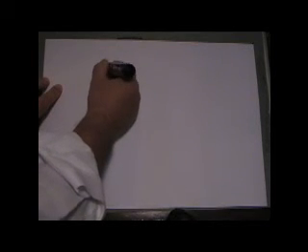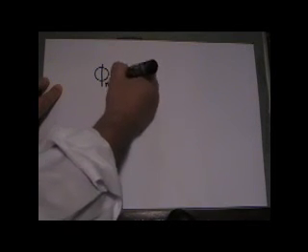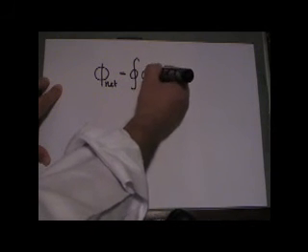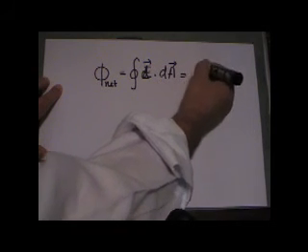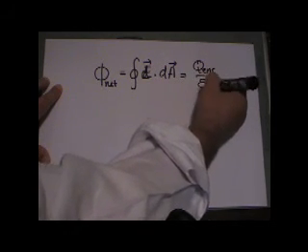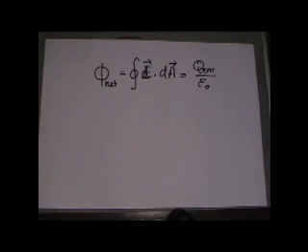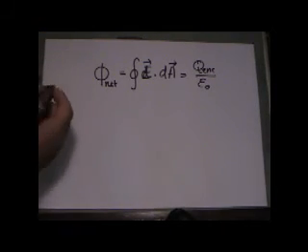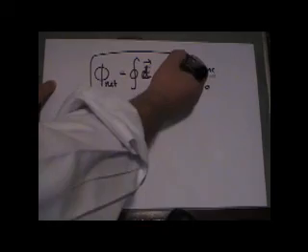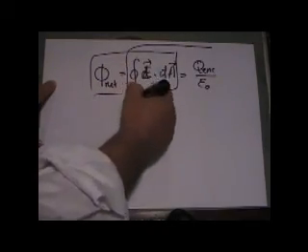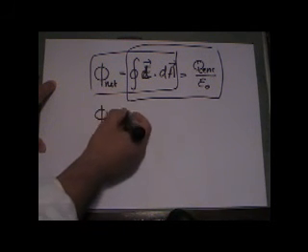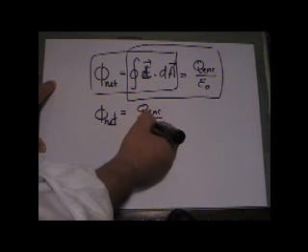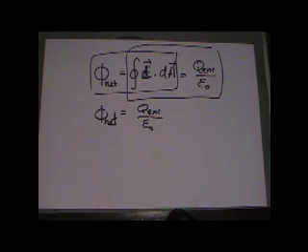Recall, Gauss's law says that phi net is equal to the integral of E dotted with dA, which is equal to Q enclosed divided by epsilon naught for vacuum. So this is what Gauss's law says. Now remember, there are three things here, three equations. There is this equation here, and then this equation here, and of course there is phi net equal to Q enclosed divided by epsilon naught. So there are three equations that you can use from Gauss's law.